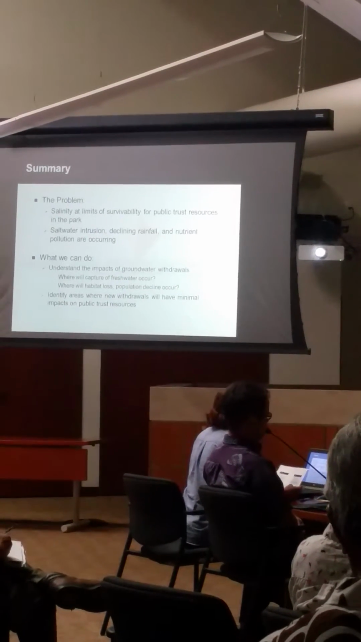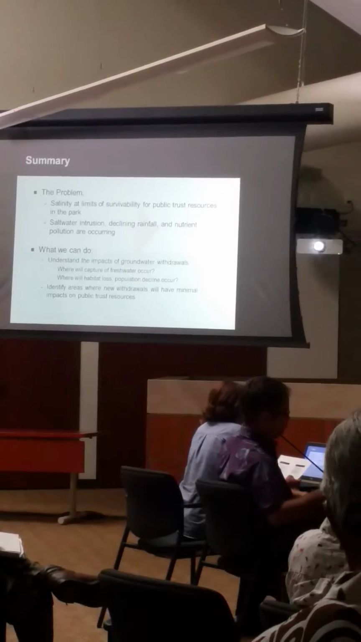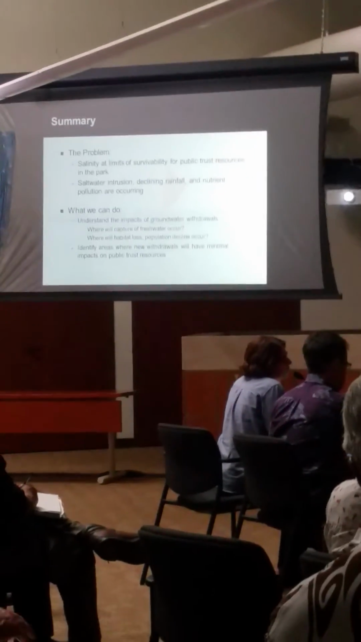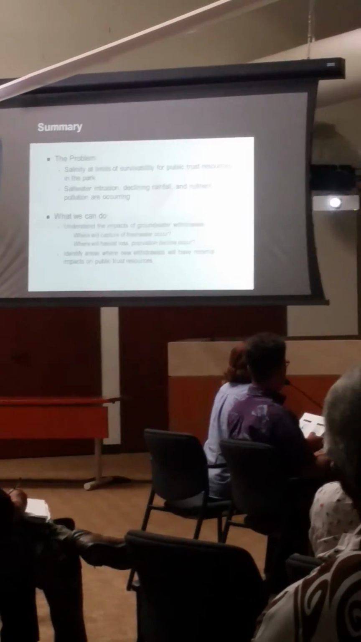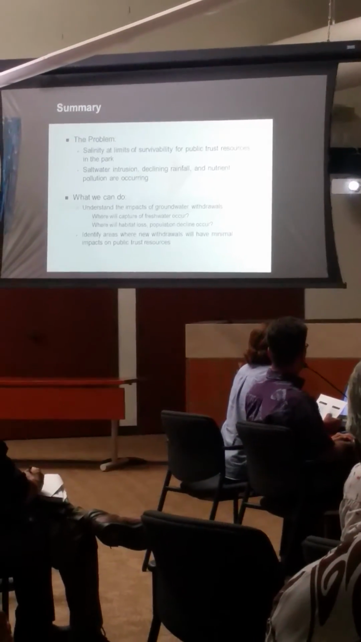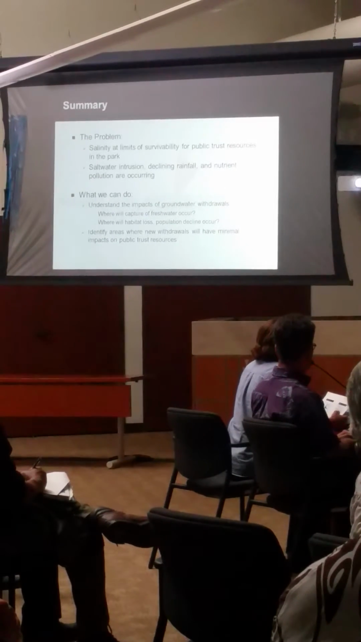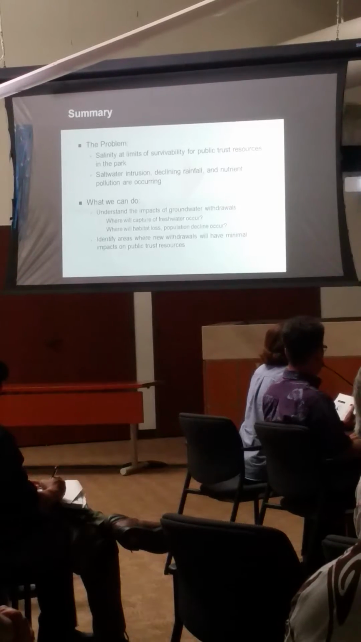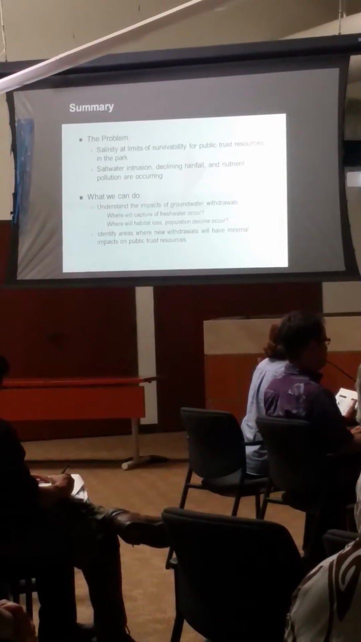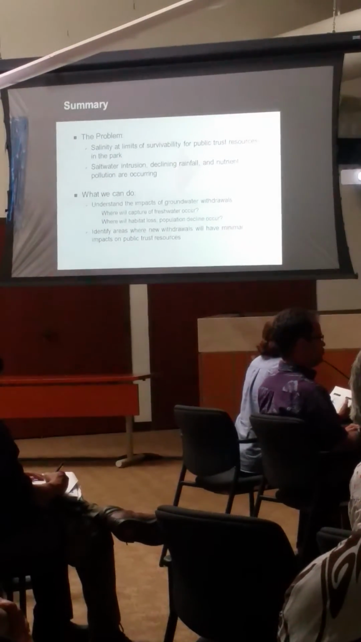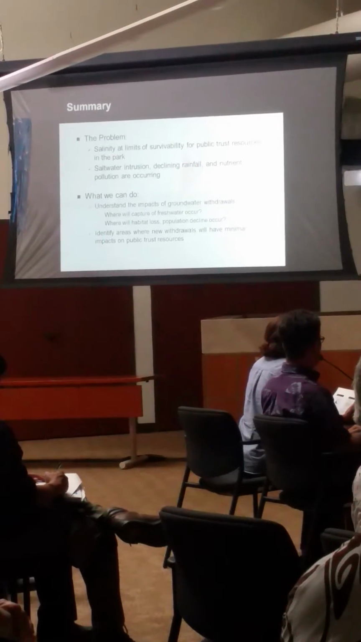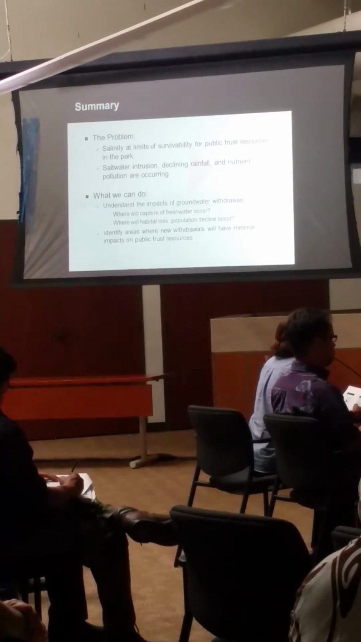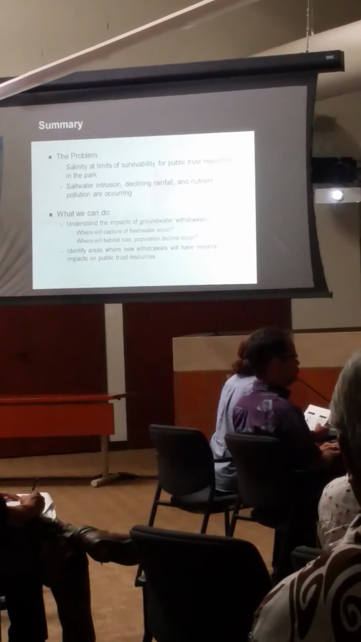Okay, so in summary, the Kaiwa Aquifer provides drinking water and diverse habitat for culturally important and rare native species, including endangered species, and it supports traditional and customary practices that depend on these ecosystems. And it supports recreational activities that depend on these ecosystems. And so these are public trust resources. And we believe that salinity is at the limits of survivability for certain public trust resources in the park. And we know that rainfall is declining and nutrient pollution is occurring, and that saltwater intrusion is occurring at pumping rates well below the sustainable yield in the aquifer system.